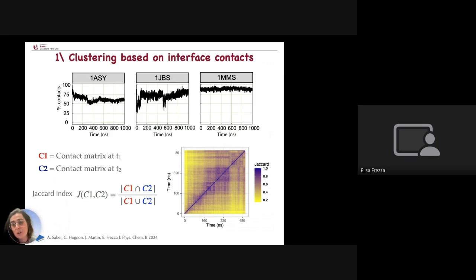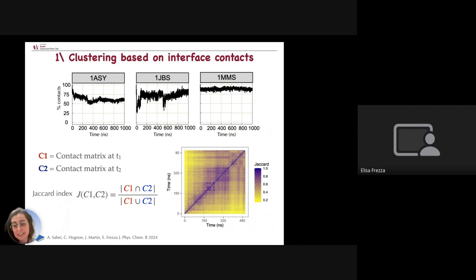To do so, we decided to compute, for each snapshot, the contact matrix. Here is an example of how we do that, but we cannot plot a contact matrix for each time. So we decided to compute the Jaccard index.